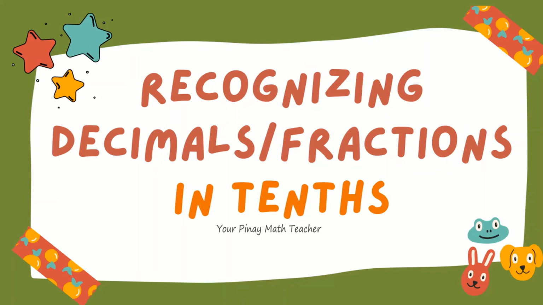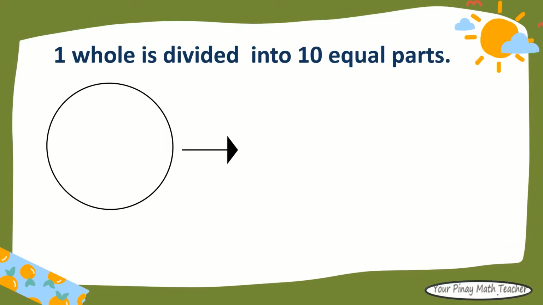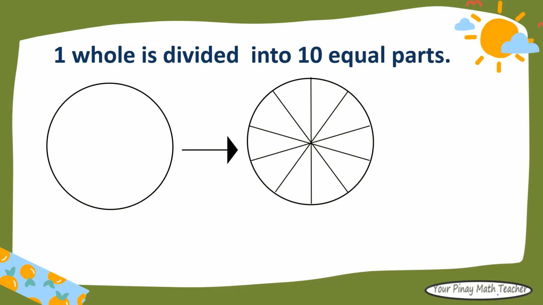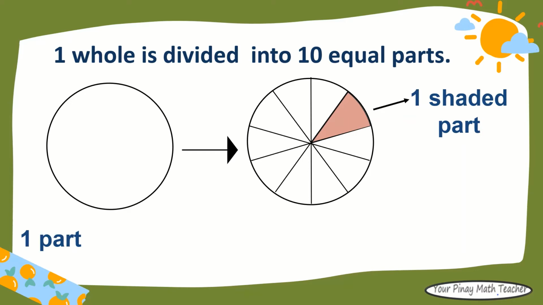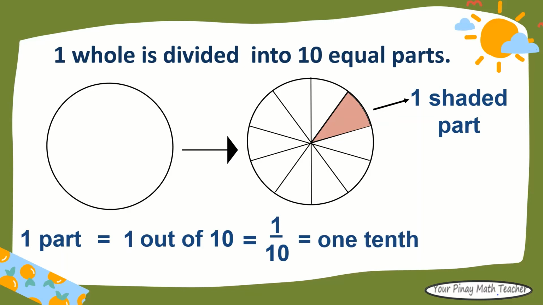What are decimals in tenths? How are they related to fractions in tenths? When a whole is divided into 10 equal parts, and if one part is shaded, that is equivalent to 1 out of 10 equal parts, which is 1 over 10 in fraction form. This is read as 1/10.